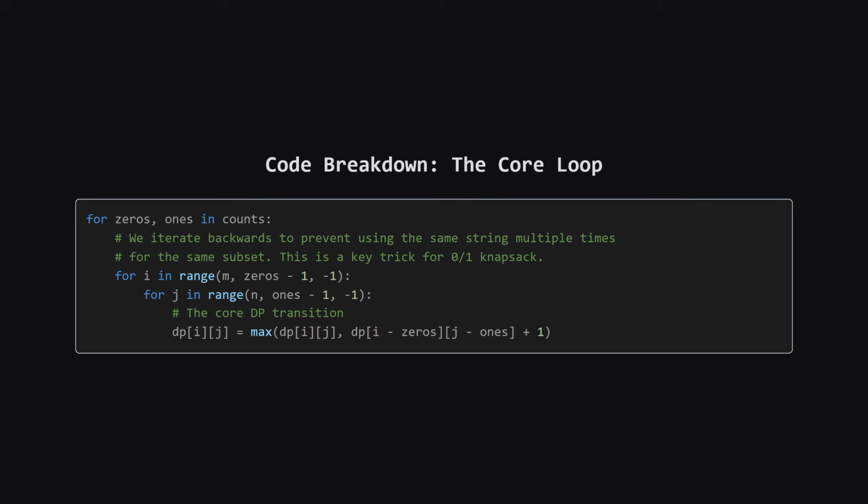The line inside is exactly what we discussed. The new value for a cell is the maximum of what it was before, or 1 plus the value from the cell representing the remaining budget.